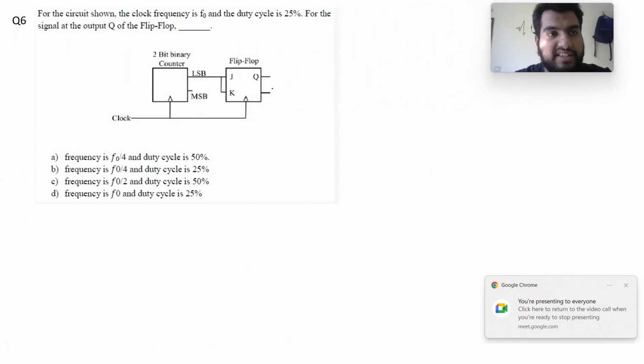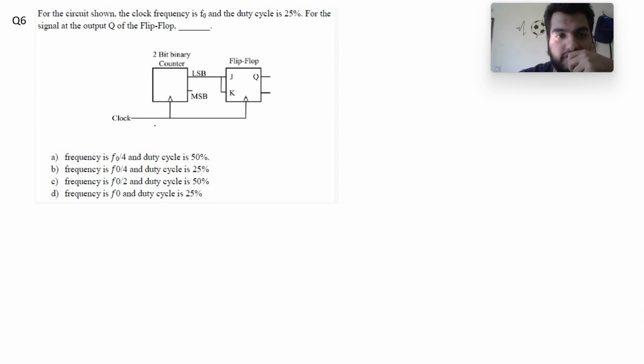Question number 6 states that for the circuit shown below, the clock frequency is f0 and the duty cycle is 25%. The duty cycle means the time ratio of on time to total time. So out of the total time period, for 25% of that time my clock is high. We need to find out the frequency and duty cycle of the signal at the output Q. So this is the circuit.